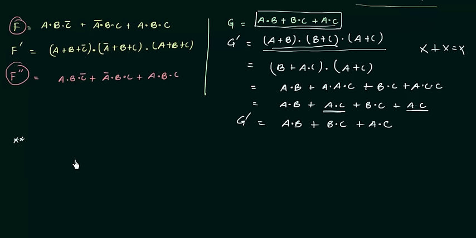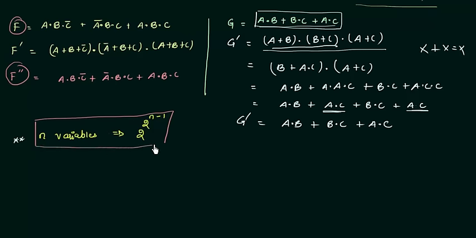If you have n variables and you want to find out the self-dual for these n variables, then how many self-duals are possible? If you have n variables and you are willing to find out the self-dual, then we have 2 to the power 2 and again its power n minus 1. So this is a very important trick that you can use in your exam.